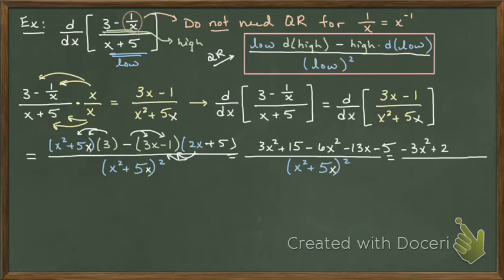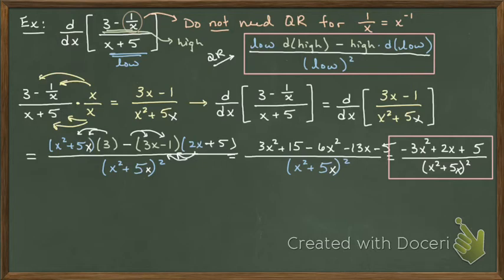I have a 3x squared plus a 2x plus, not 15, but a 5. So I got some extra pieces that are going to cancel there. So I believe what I have is a minus 3x squared plus 2x plus 5 divided by x squared plus 5x squared. Okay, so there's my derivative with quotient rule.